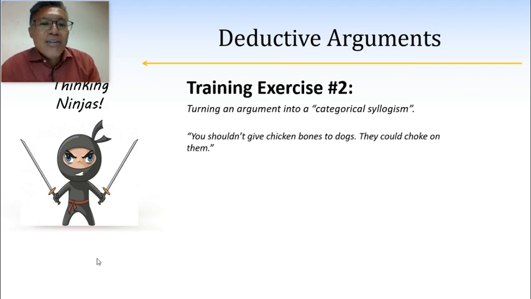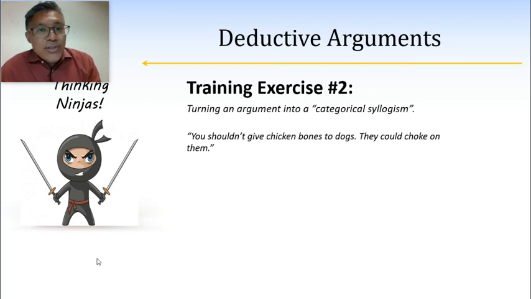You shouldn't give chicken bones to dogs. They could choke on them. So here you see only 2 sentences. Can you convert this into a syllogism, given that a syllogism has a premise and a conclusion? Well, we may need to look for an unstated premise somewhere, don't we? You shouldn't give chicken bones to dogs, they could choke on them.